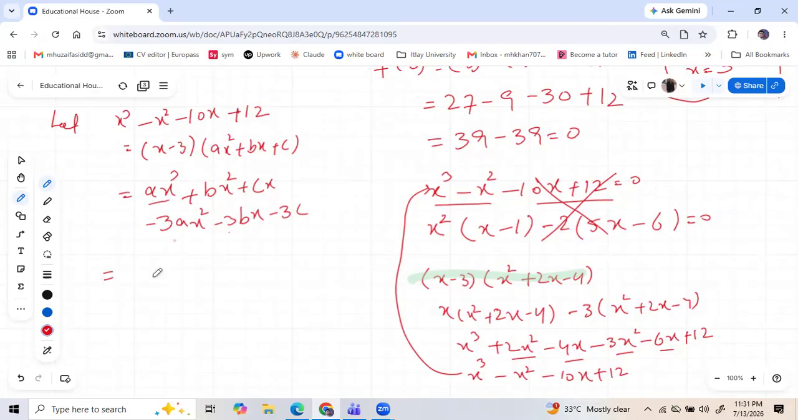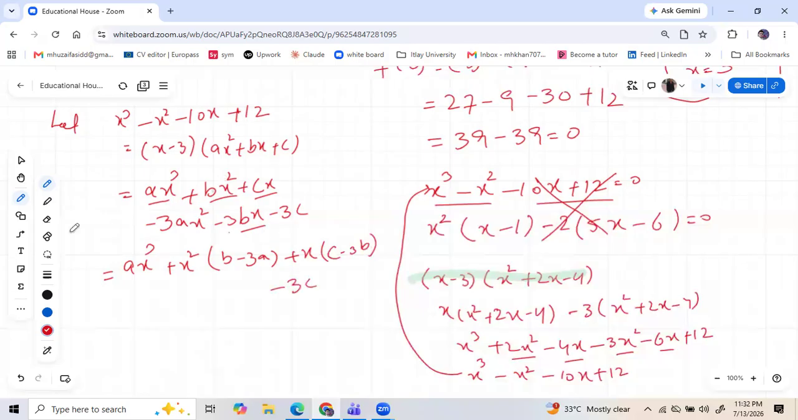You are writing something like this: this is the a of x cube, and the x square terms. Here you have the plus x square. If we are taking the x square common, b minus 3a, and when we are setting the x, this is the plus of x, and this is c minus 3b, and this is the minus 3c. So after this, we compare with this one.